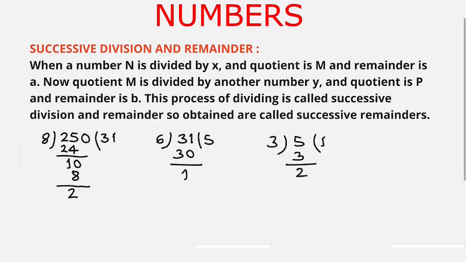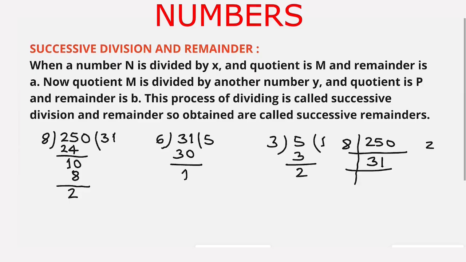So these are our successive divisors, successive quotients and successive remainders, and this process is called successive division. I hope you have understood the concept of successive division and successive remainder. Now we learn the shortcut method of successive division. Our first divisor is 8 and we are dividing the number 250. It divides for 31 times and remainder is 2.